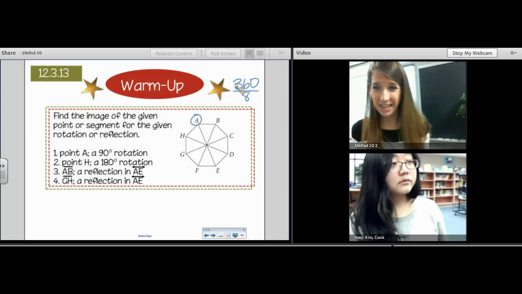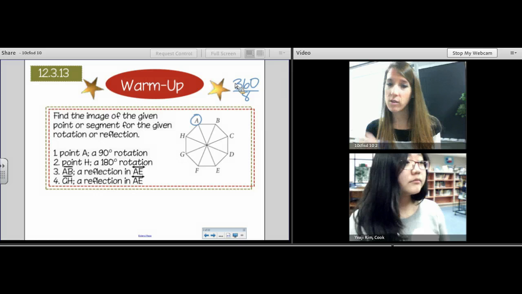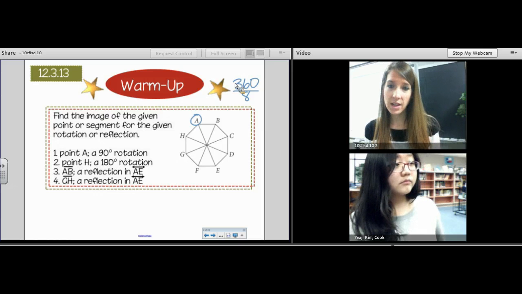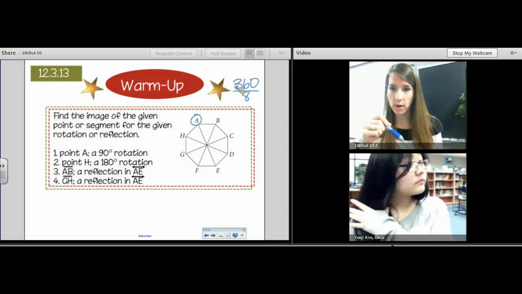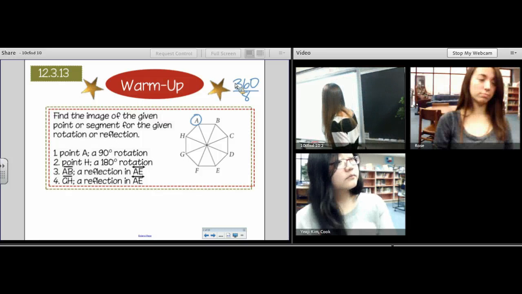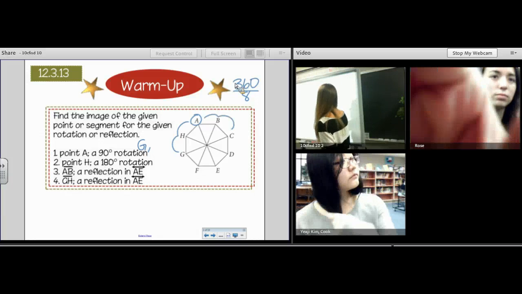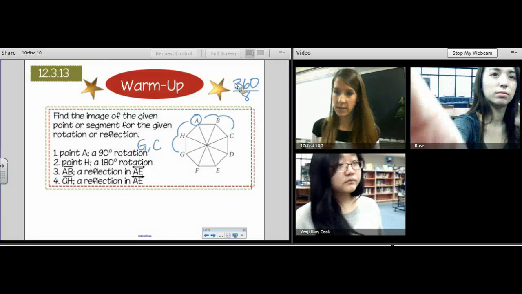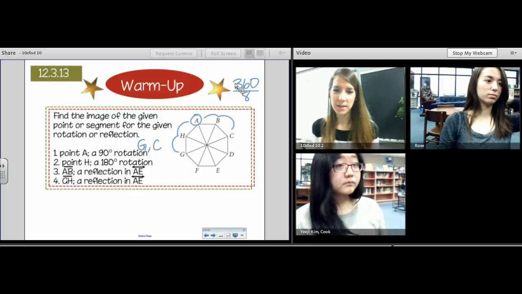The problem is they didn't tell us which way to go. And remember, when we're not on the coordinate plane, we can go clockwise or counterclockwise. So really, number 1 has 2 answers because they didn't tell us which way to go. So let's go ahead and put both of those answers. Okay, good. So to go 90 degrees, we'd have to go 45 and then 45. So 45 and 45, so G, and then 45 and 45, or C, because they didn't specify. When I say they, I mean me, because I think I made this one up. I didn't specify which way to go.